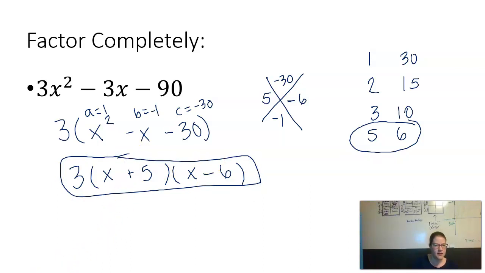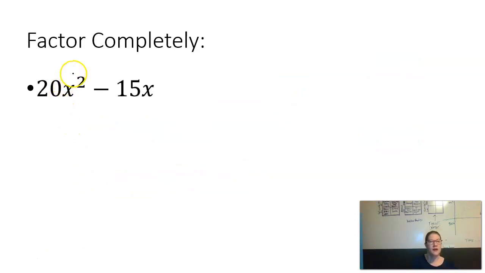Okay, let's try a third example. Maybe we can advance our slide. Factor completely 20x squared minus 15x. This one looks a little bit different. It has an x squared term, it has an x term, but it doesn't have that constant term. And because of that, factoring out the greatest common factor is actually going to be enough just to finish factoring this. We won't need to x factor.